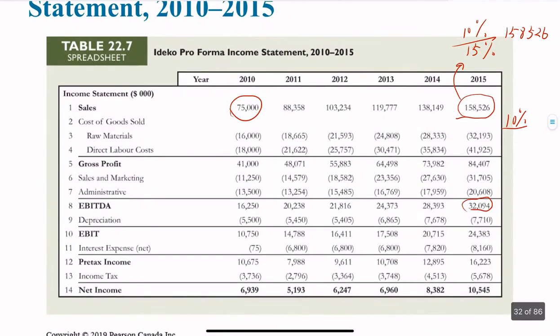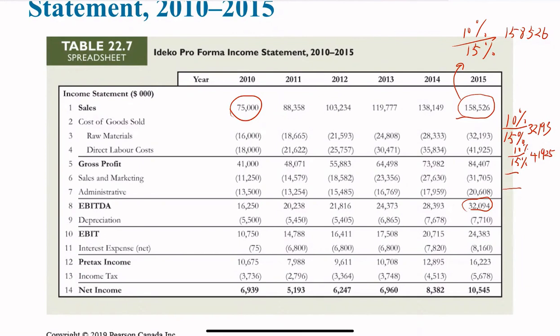Okay, divided by 15%. And then the raw materials is given by 32,193. So it's 32,193. Okay, now this direct labor cost obviously should be the same, right? So 10% divided by 15% times this number. And then you can verify that for other numbers, you will also do the same, right?